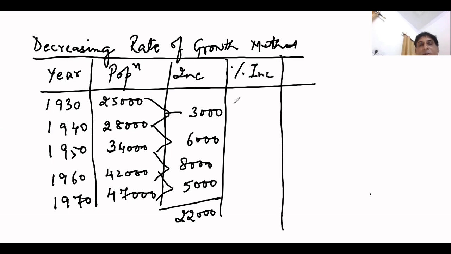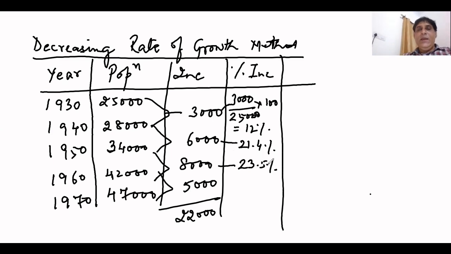Percentage increase would be, I would work out for this particular case, 3,000 divided by 25,000 into 100, which comes out to 12%. For this, it will come out to 21.4%. For this, it will come out to 23.5%, right? And for this, it will come out to 11.9%. Now, here comes the essence of the method.